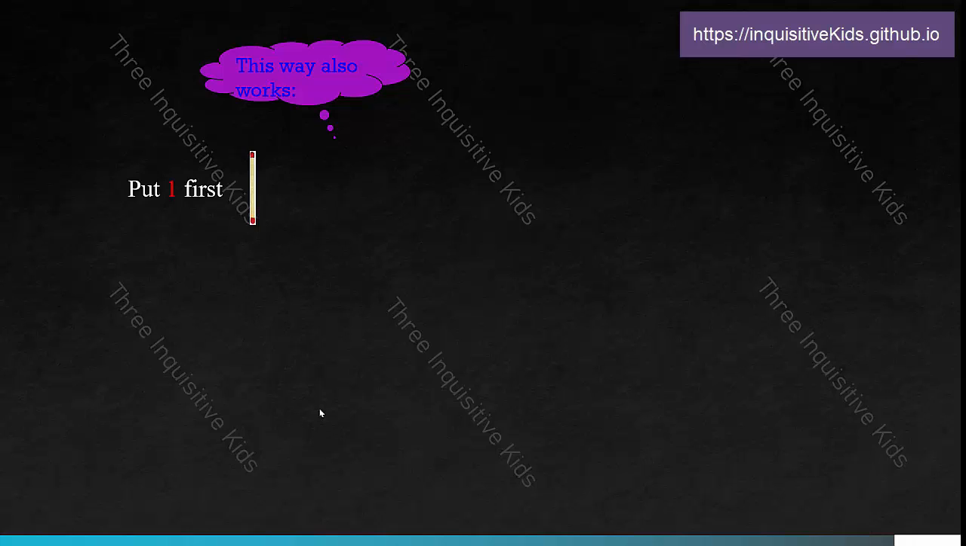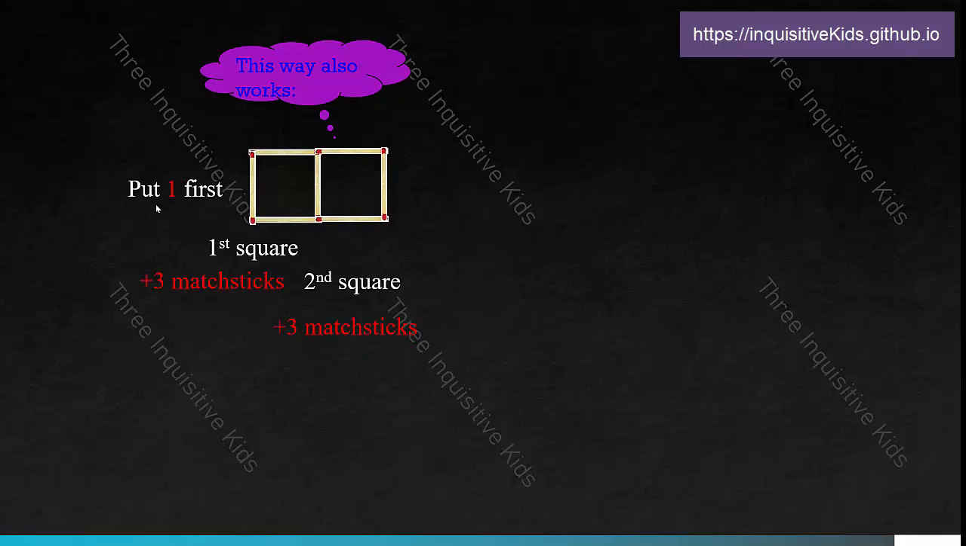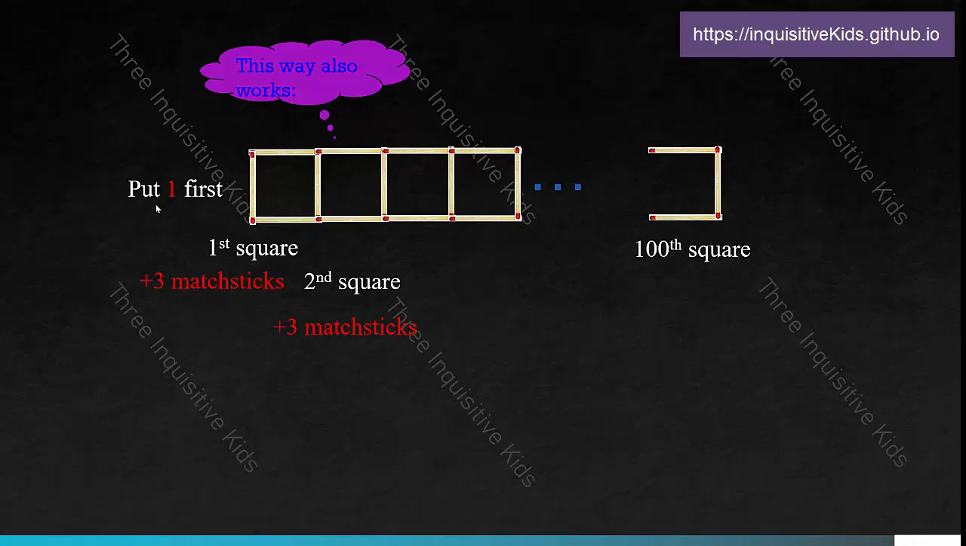This way also works. We first put 1, and then we're going to add 3 more, and keep going on. So for the first square, we're going to have 3 matchsticks. But remember, we have to put 1 first. So we put 1 first, and then we add 3 more. 3 more for the second square, and 3 more. And at the 100th square, we're going to add 3 more matchsticks, just like all the other squares. So this way also works.